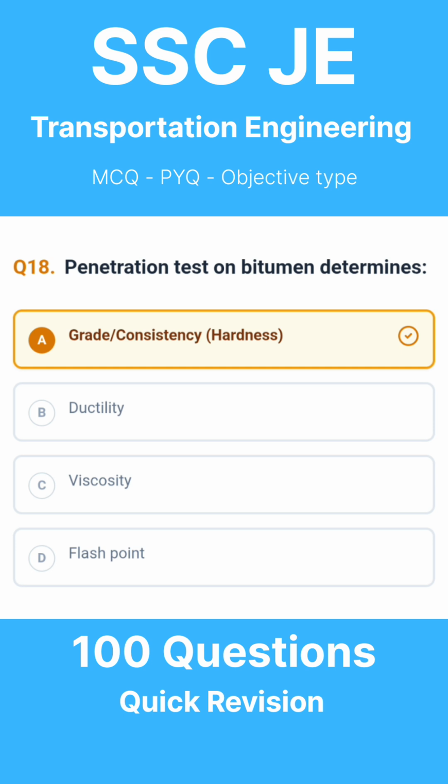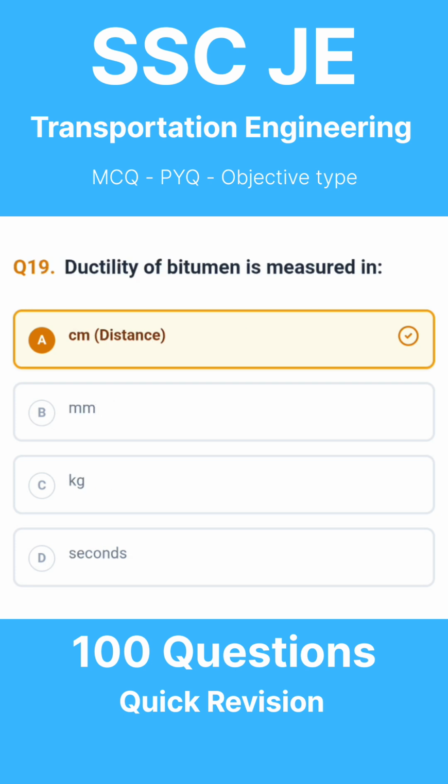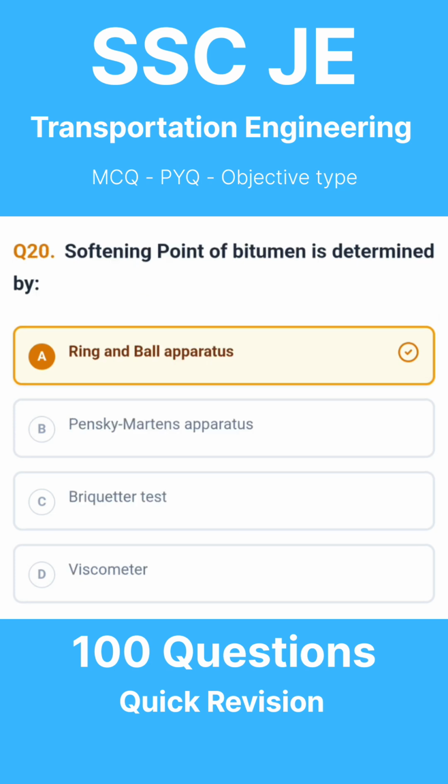Question 18. Penetration test on bitumen determines. The correct answer is grade, consistency, hardness. Question 19. Ductility of bitumen is measured in. The correct answer is cm, distance. Question 20. Softening point of bitumen is determined by. The correct answer is ring and ball apparatus.